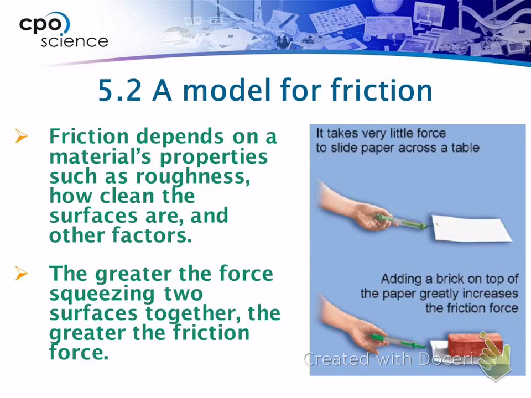Friction is going to depend on a few different properties of a material. For example, how rough it is, and how clean the surfaces are, and a bunch of other factors. Another thing that's going to affect friction is how hard the two surfaces are pushed together. If you take a piece of paper and drag it across the table, it's nice and easy. You put a brick on top, all of a sudden it takes a lot more effort to pull it. And that's not just the inertia of the brick, that's also the additional friction between the paper and the table.